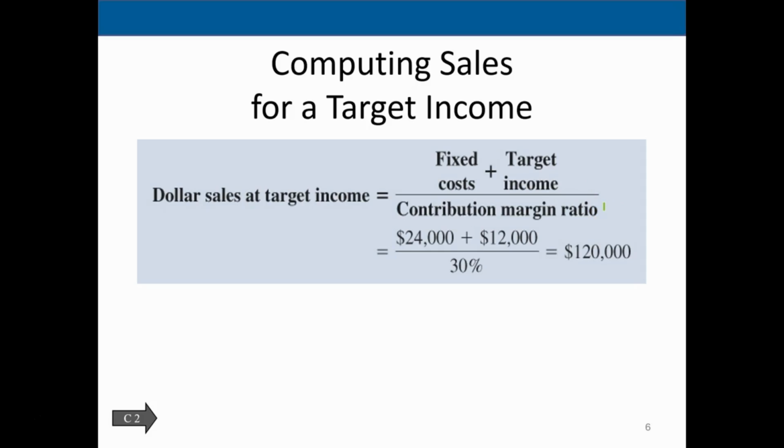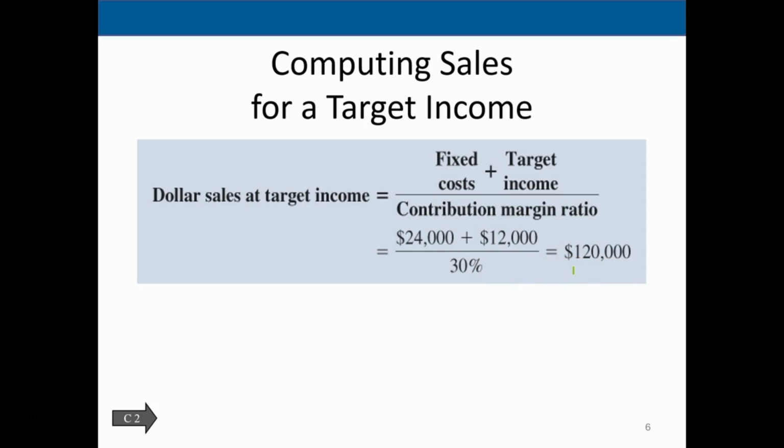So the contribution margin, remember, is the sales. We can take it per unit or total. Let's take it per unit. Sales per unit minus the variable cost per unit gives us the contribution margin per unit. If we take that contribution margin per unit and divide it by the original sales, then that's the contribution margin ratio. So if we take the same calculation and say the 24,000 plus the 12,000 divided by the contribution margin ratio, 0.3 or 30%, then we're going to have sales dollars of 120,000.